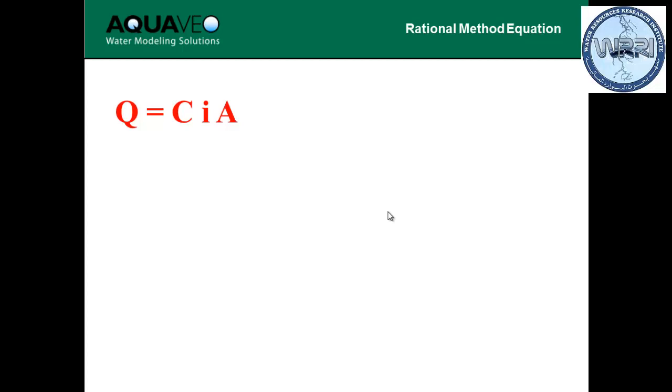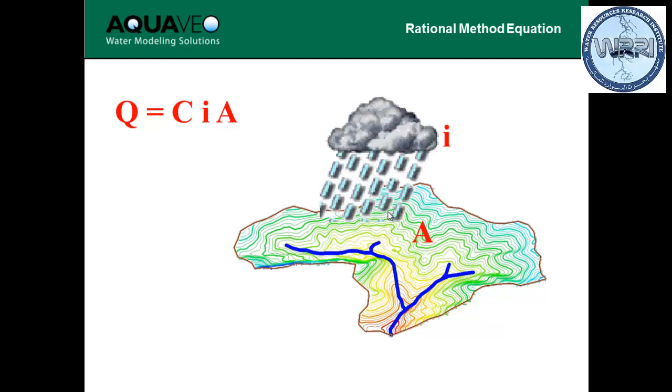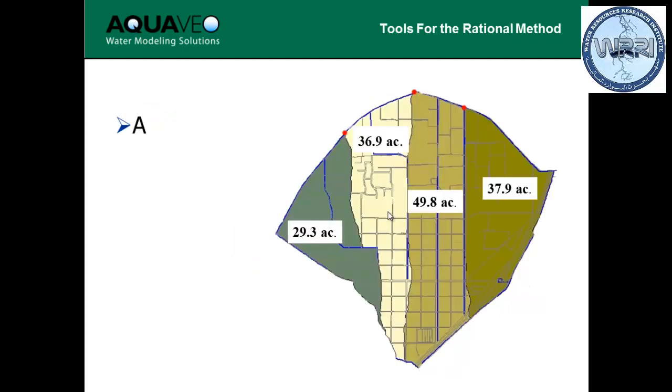In the rational method is this equation here, Q equals CIA. A is just the area of the watershed. You already know how to get the area of the watershed. You delineate your watershed, you can get the area. I is the rainfall intensity, and that is usually defined in inches per hour, but it could also be in millimeters per hour. C is just the runoff coefficient. And if you multiply those together, you get the Q, the outflow for your watershed.